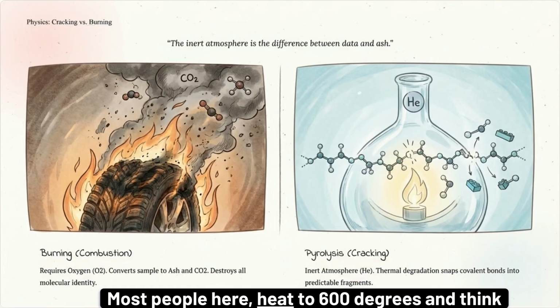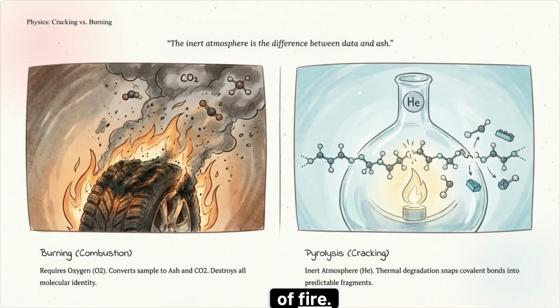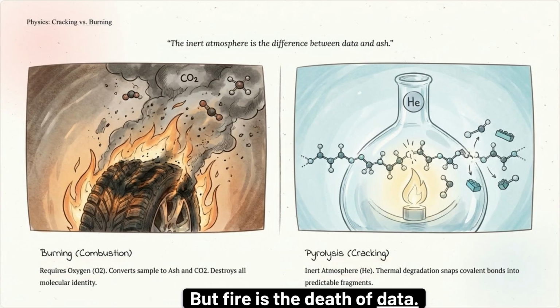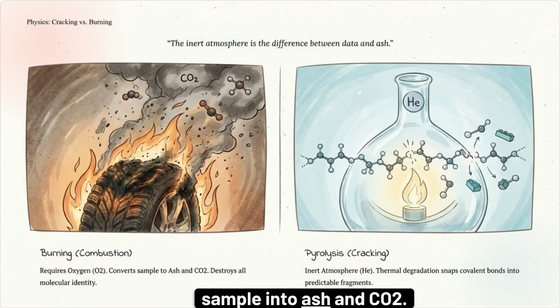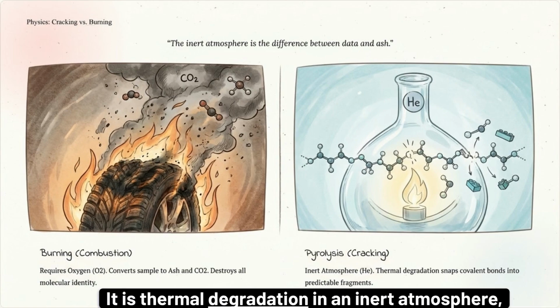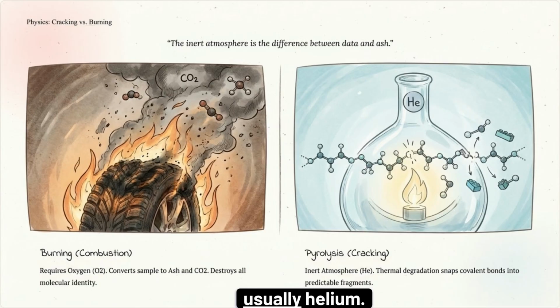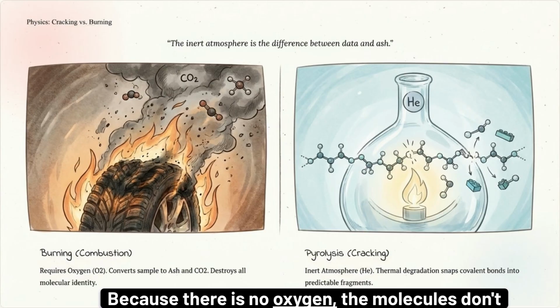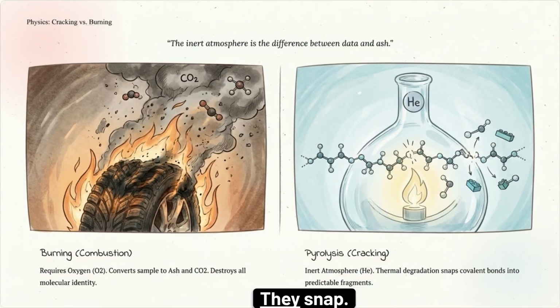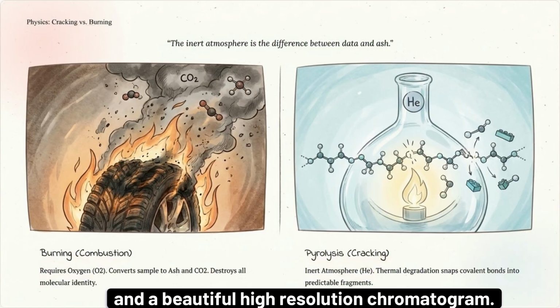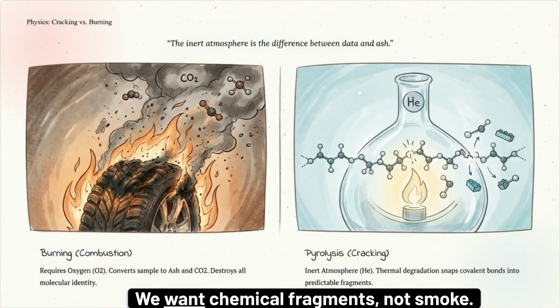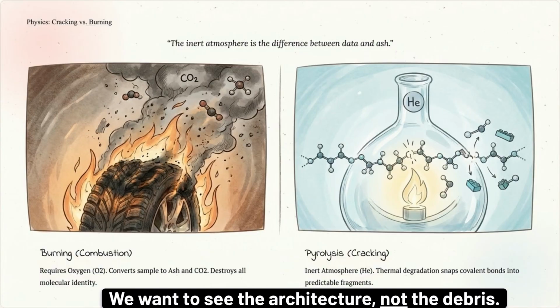Most people hear heat to 600 degrees and think of fire. But fire is the death of data. In a lab, burning requires oxygen and turns your sample into ash and CO2. Pyrolysis is different. It is thermal degradation in an inert atmosphere, usually helium. Because there is no oxygen, the molecules don't burn. They snap. This is the difference between a mess of soot and a beautiful, high-resolution chromatogram. We want chemical fragments, not smoke. We want to see the architecture, not the debris.